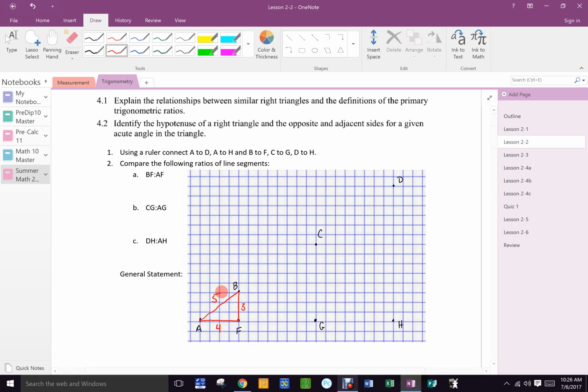Okay. So now I'm asking you here to tell me the ratio. BF. How long is it from B to F? 3. A to F is 4, correct? That gives us a ratio. What's the other way in math we can write a ratio? Fraction. So this is also 3 over 4. Cool? Everybody with me? All right, if you've done trig, you know where I'm going with this. If you haven't, just pay attention.